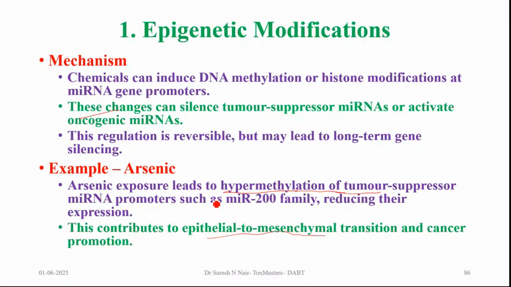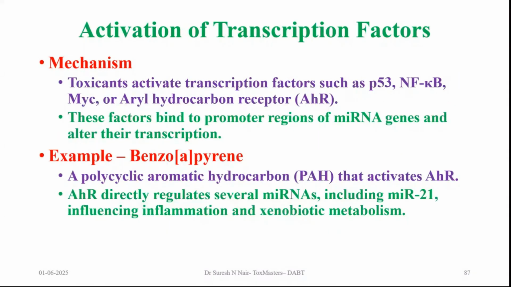Second one is the activation of the transcription factors. Many of the agents, for example, benzopyrene, have the ability to activate the transcription factors such as P53, NF-kappa B, MYC gene, or AHR. In this AHR, we have already seen. These factors actually bind to the promoter regions of the microRNA genes, and that will alter the transcription of the microRNA genes.